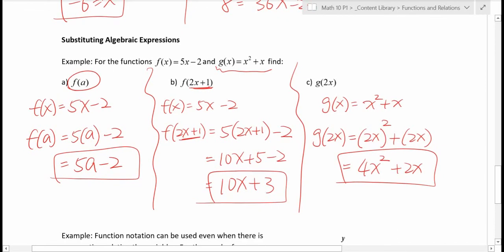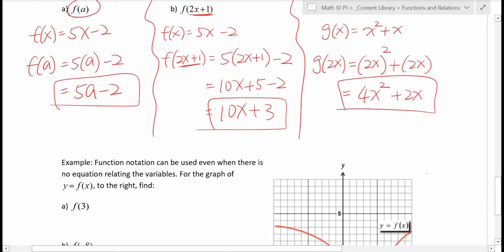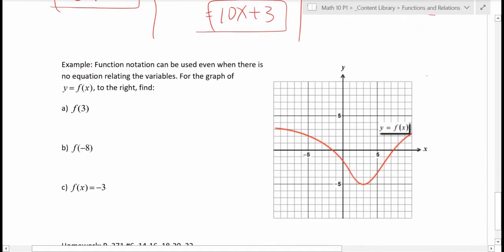Okay, hopefully this is not too bad for you, just using function notation and evaluating or solving for the variable. So what we've done is in an algebraic sense. Now we're going to be looking at this graphically.